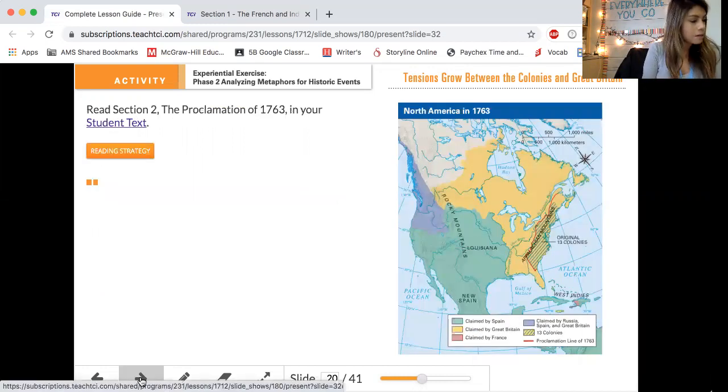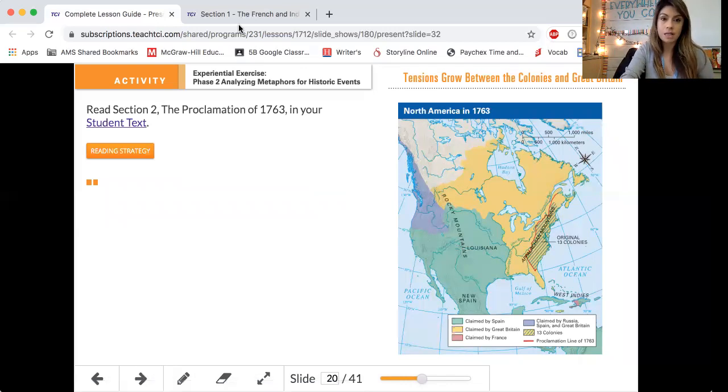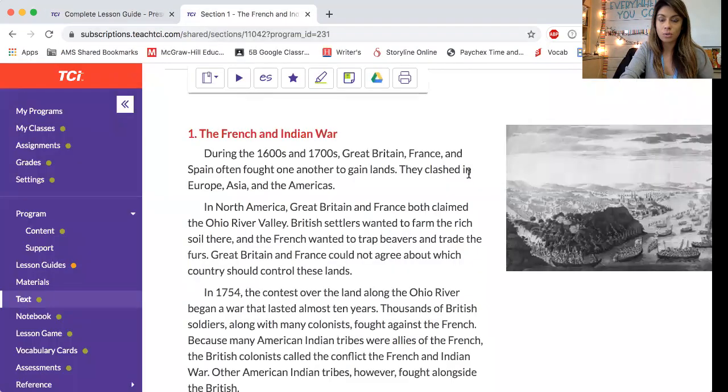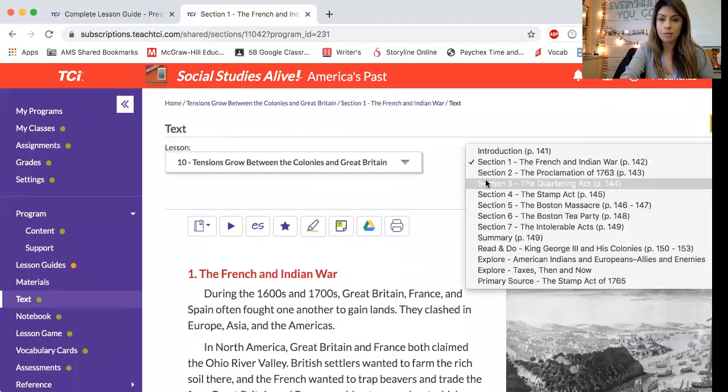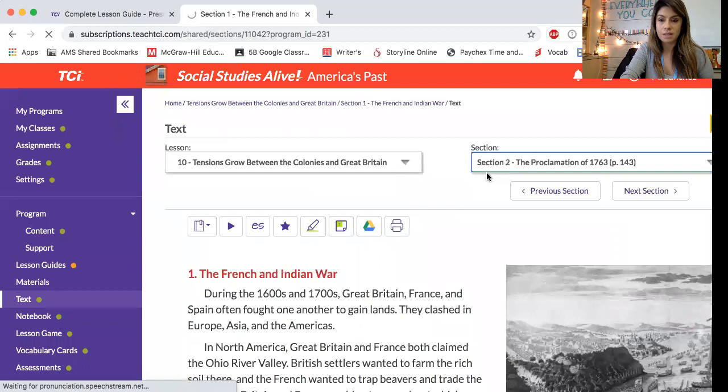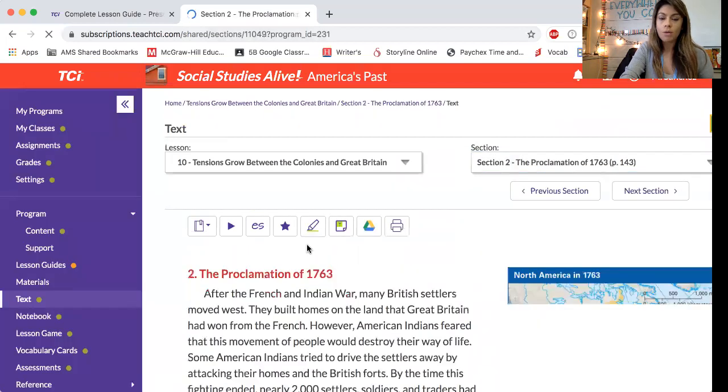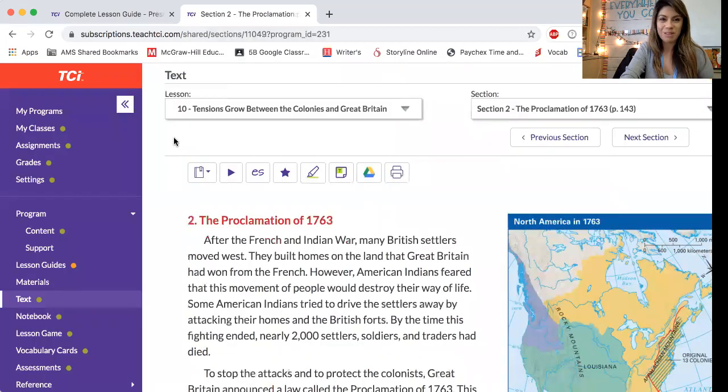So our next step is reading section 2, the Proclamation of 1763 in your student text. So again, you're going to go to TCI, go to section 2, and read about the Proclamation of 1763. When you're done, please press play.